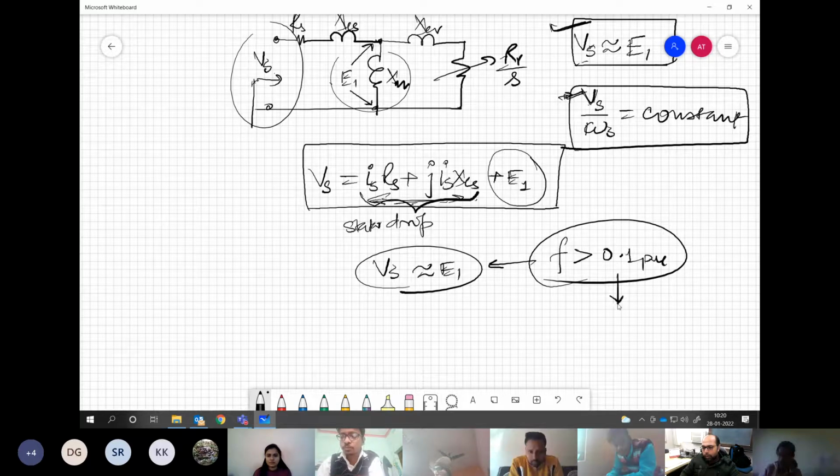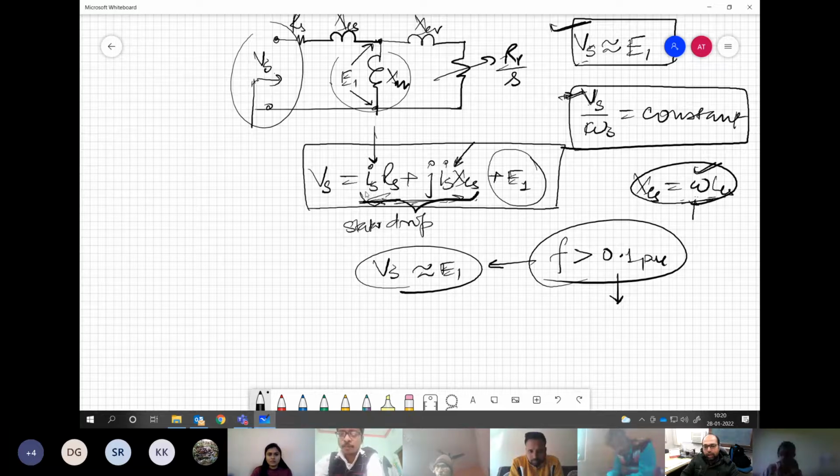What happens if we go below 10% or 5% of the rated speed? This value may not be dominant because XLS is something which involves frequency as well, omega LLS. So with reduction in frequency, this is also reducing. So this does not affect our computation much. But the resistance is a kind of constant value. This is not affected by frequency. So this remains as it is.